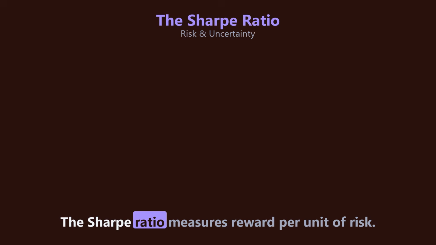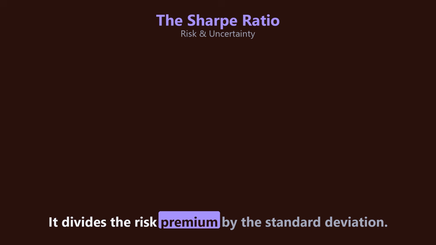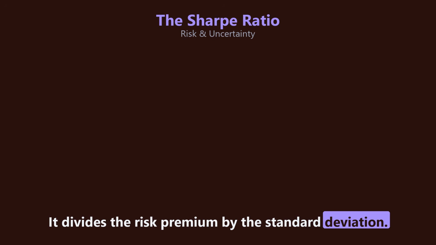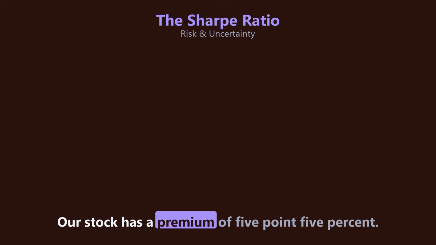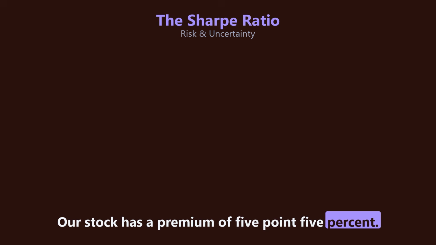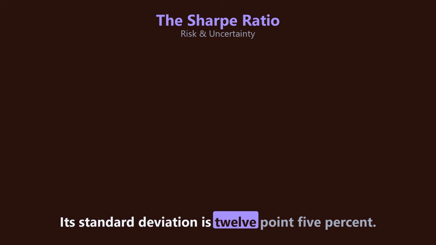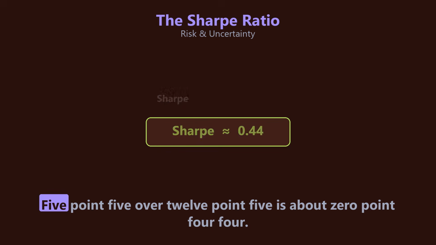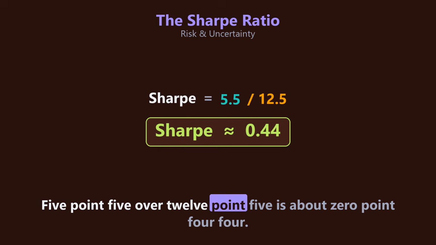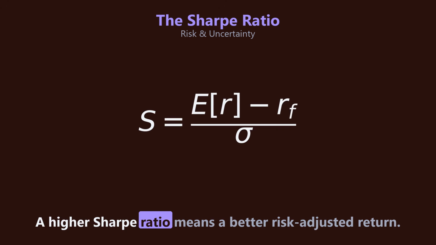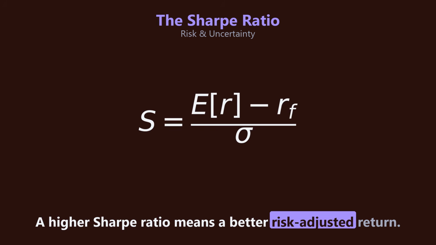The Sharpe ratio measures reward per unit of risk. It divides the risk premium by the standard deviation. Our stock has a premium of 5.5%. Its standard deviation is 12.5%. 5.5 over 12.5 is about 0.44. A higher Sharpe ratio means a better risk-adjusted return.